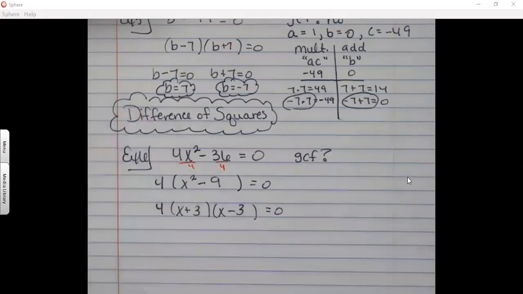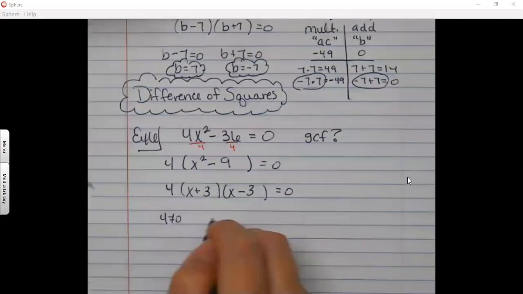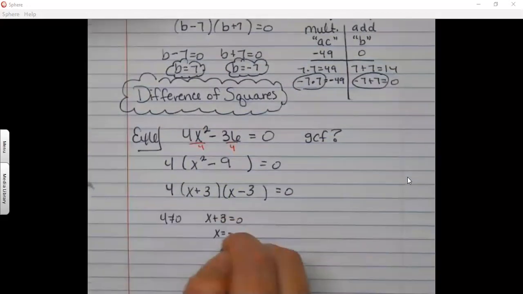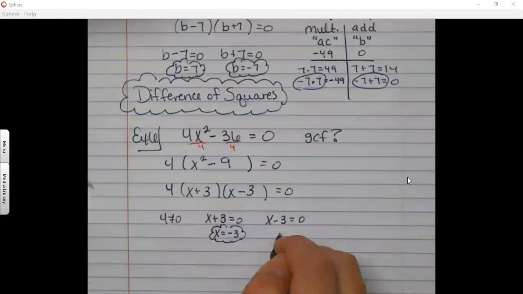Okay. What are my solutions? 3 and negative 3. The 4 is not going to give me a solution. When I set x plus 3 equal to 0 and subtract 3 from both sides, I get negative 3. When I set x minus 3 equal to 0 and add 3 to both sides, I get positive 3. Questions on that?